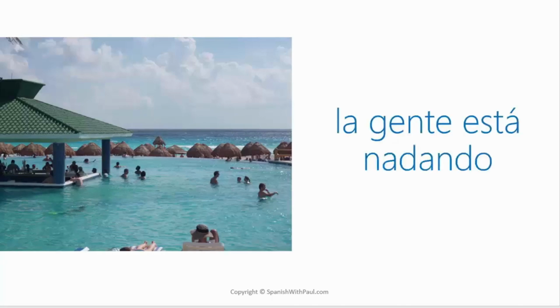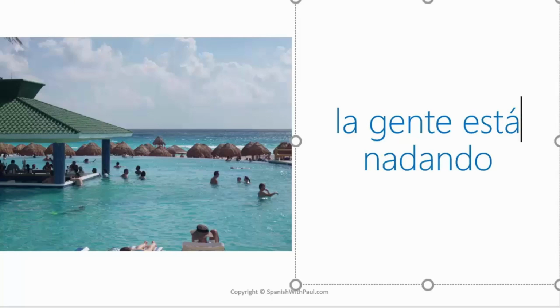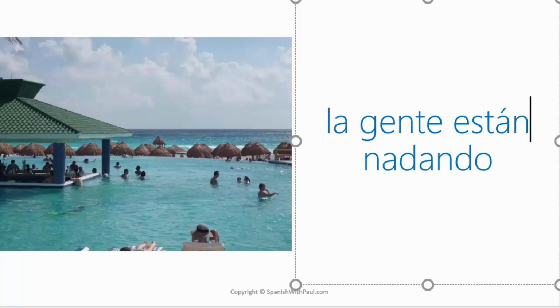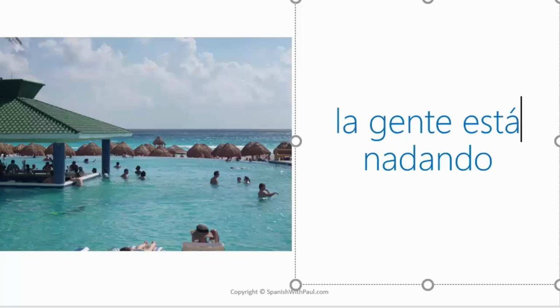La gente está nadando. Some of you might have been tempted here to do what we do in English, which would be la gente están nadando, because you are visualizing plural with la gente, the people. However, Spanish takes this literally in a grammatical way. So the word here is singular. It's not las gentes, it's la gente. So therefore, you must use está nadando, because está matches this singular noun here. La gente está nadando.